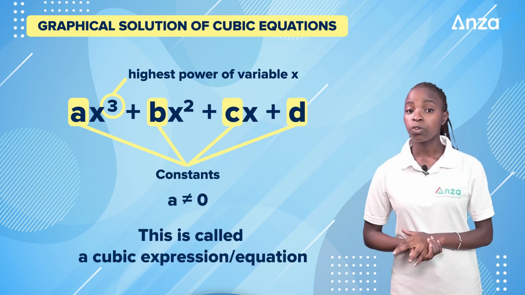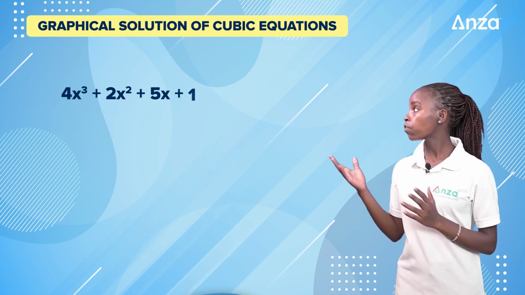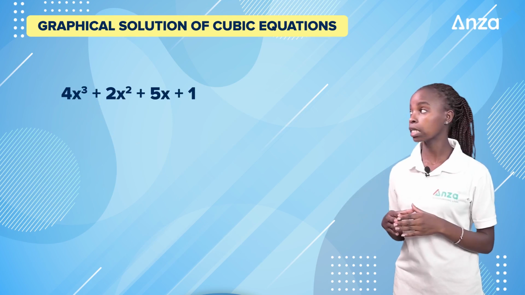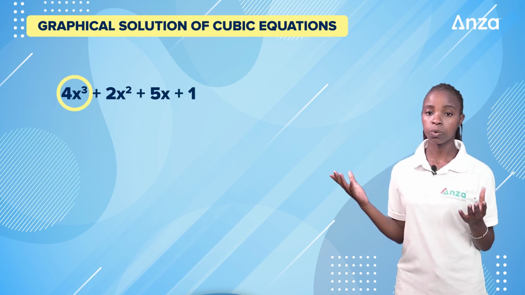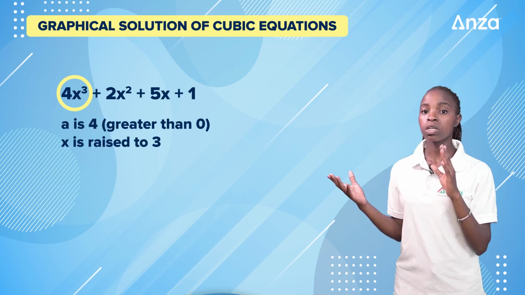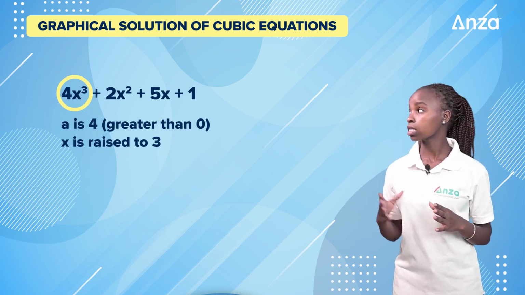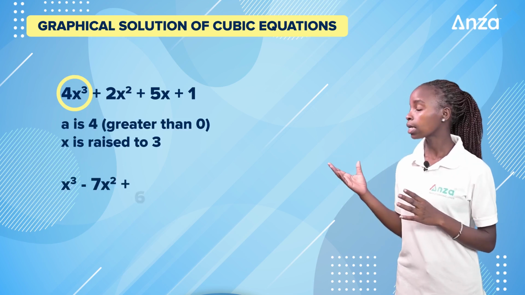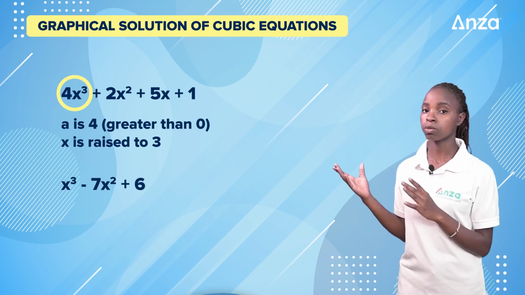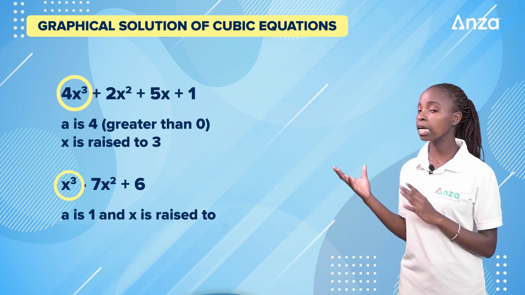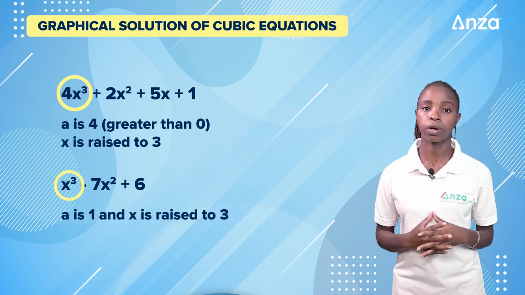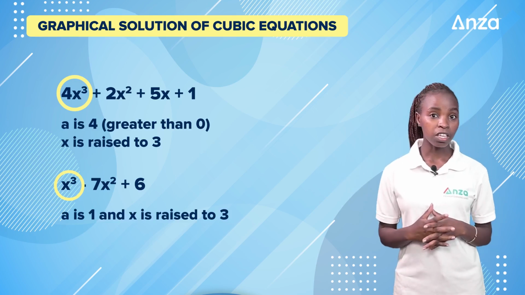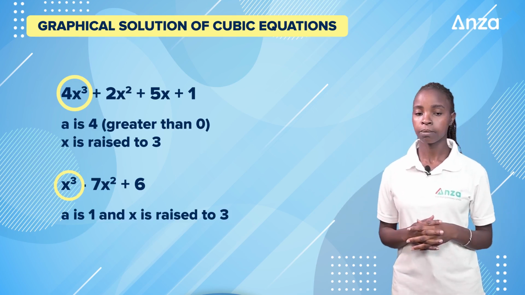Other examples of cubic expressions are 4x cubed plus 2x squared plus 5x plus 1. In this one, a is 4, which is greater than 0, and x is raised to power 3. In another expression, x cubed minus 7x squared plus 6, a is 1 and x is raised to power 3. These expressions therefore qualify to be cubic expressions.